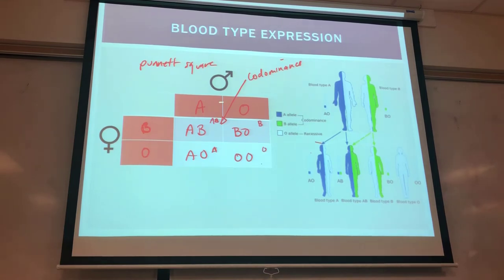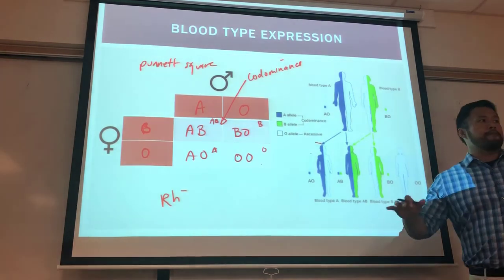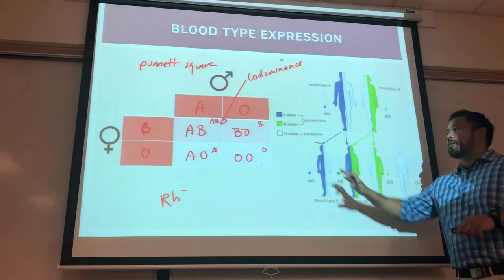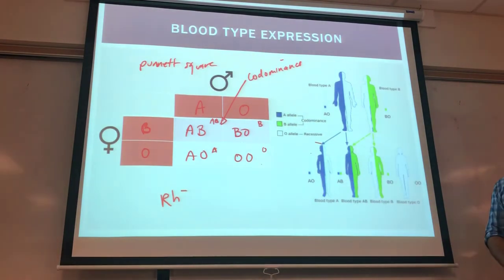And then the last one, to be type O, would mean you'd have to get the O allele from the male and the O allele from the female. So with that, AB being codominant, this doesn't count for the Rh antigen. If we were to do a Punnett square with our Rh antigen, that would have to give us a 4x4 square, and that makes things a little bit more complicated, as we get about 16 combinations. But for simplicity's sake, we can just look at this and then we can account for the Rh antigen later.